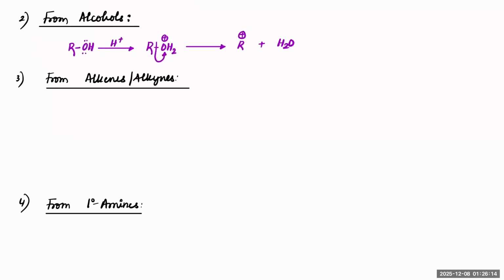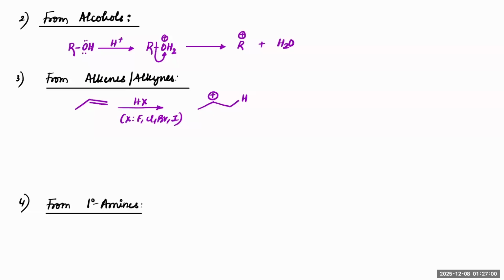One more way of generating carbocations is from alkenes or alkynes. Suppose if you have an alkene like this, propene, then when you react with a hydrohalogen here, HX, here X could be fluorine, chlorine, bromine, or iodine. In that case, the pi bond as a nucleophile will take the H plus, which is an electrophile. So H plus will get added onto this position and positive charge will form on this position.